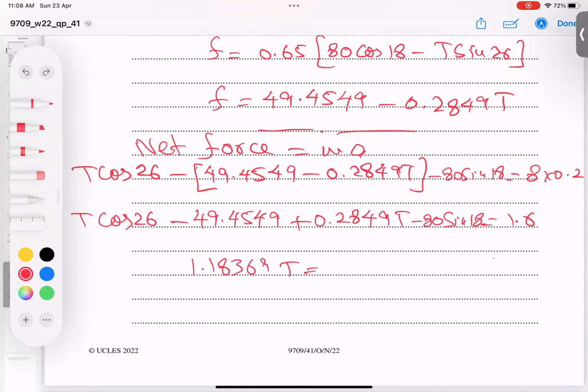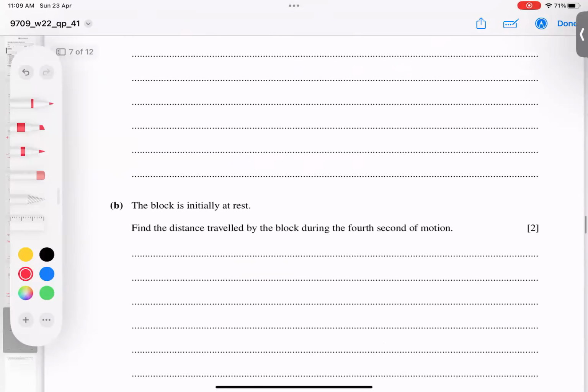I bring this part and this part to the other side. So I'm doing directly 1.6 plus 80 times 2 sin 18 plus 49.4549, and I'm getting 75.7762. When I divide by 1.18369, the answer is coming 64.01. So it means 64. I hope the idea is very clear. Let's talk about the next part.